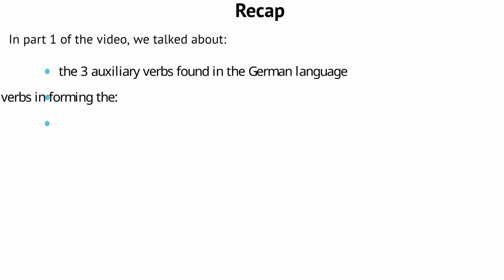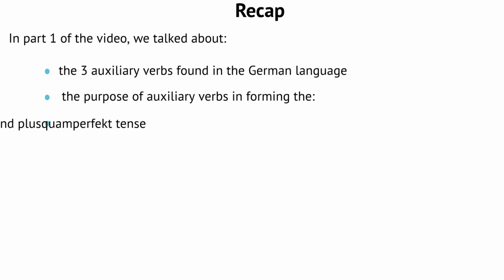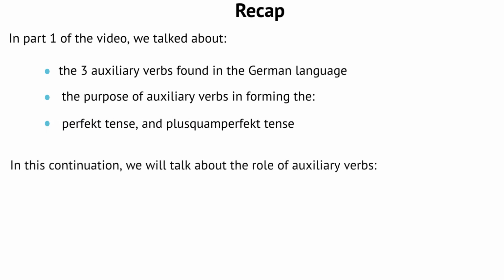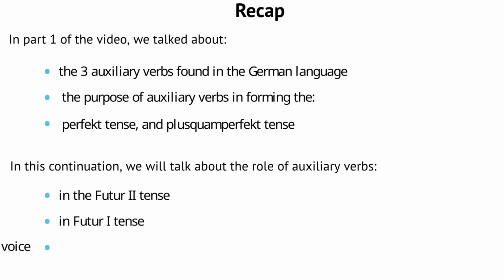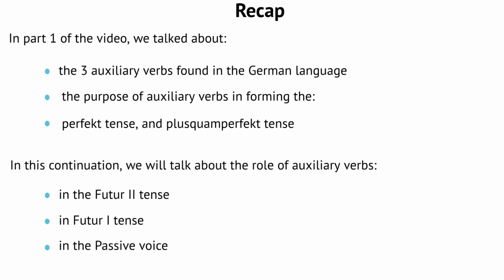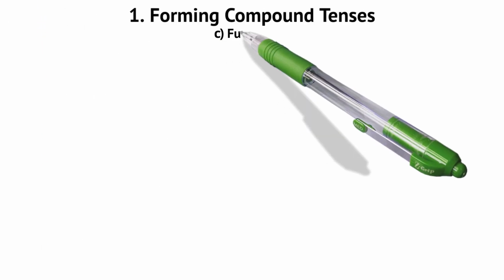In part 1 of the video, we talked about the 3 auxiliary verbs found in the German language, the purpose of auxiliary verbs in forming the perfect tense and the plusquamperfect tense. In this continuation, we will discuss the role of auxiliary verbs in the Futur II tense, the Futur I tense, and in forming the passive voice. Continuing on to Futur II.